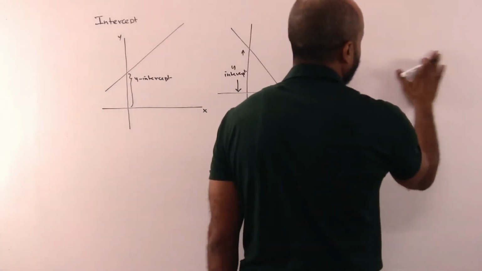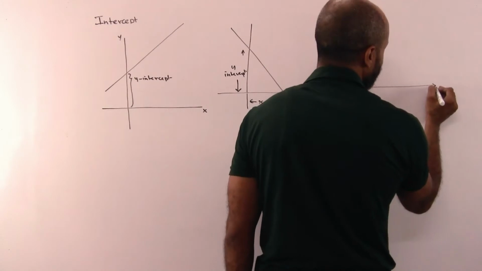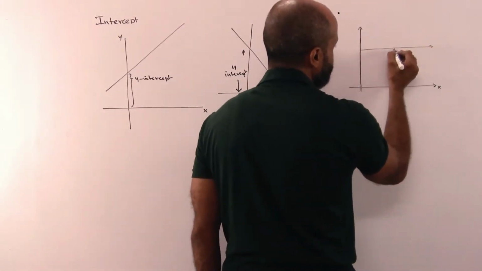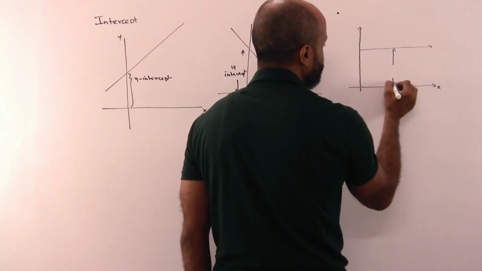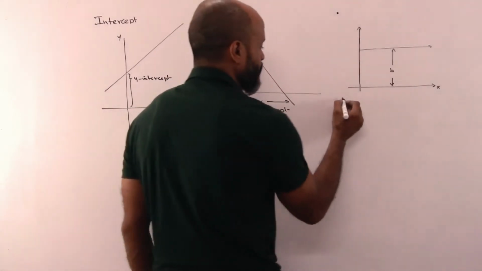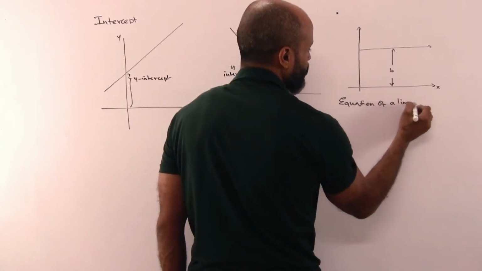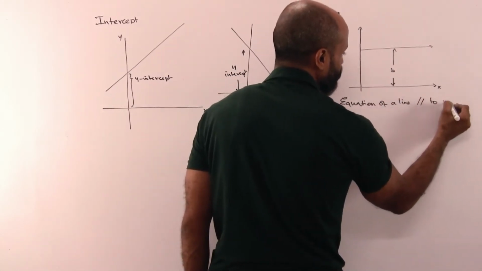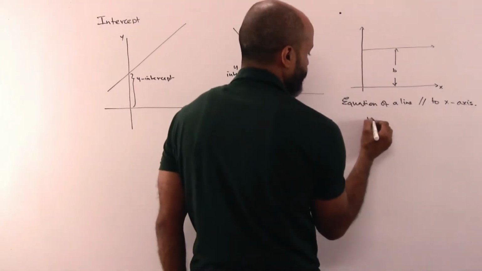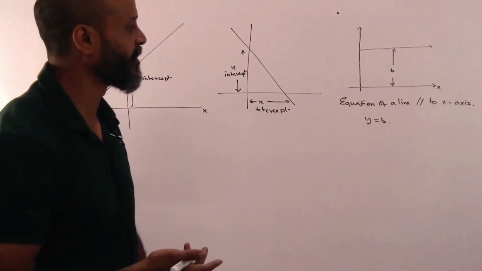Now let's say we have a line which is parallel to the x-axis. If it is parallel to the x-axis, let's say this distance from the x-axis is b. So what will be the equation of this line? The equation of a line parallel to the x-axis is given by y is equal to b, because there is no x component here. The x is not changing, so this will be y is equal to b.